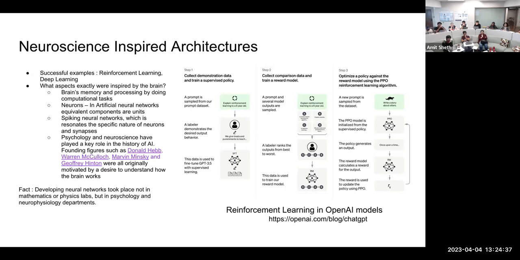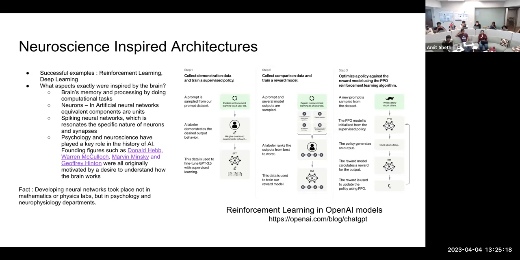Now, what exactly are the aspects which are inspired from the brain? First of all, it's brain memory, like how we process each and everything in daily life and in all these computational tasks. Second is neurons, which are the equivalent components in artificial neural networks. And we have seen spiking neural networks in the last few years, a recent advancement of neuroscience models that take spikes and communicate as a neural component.